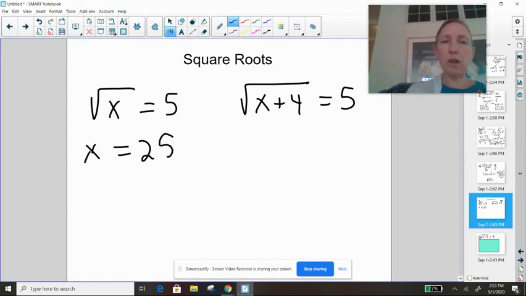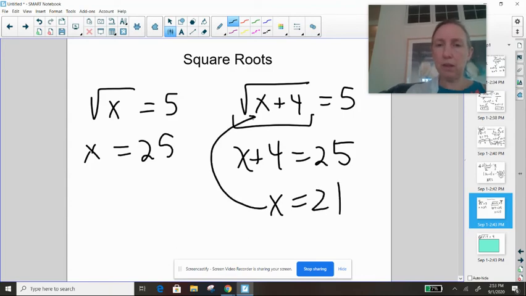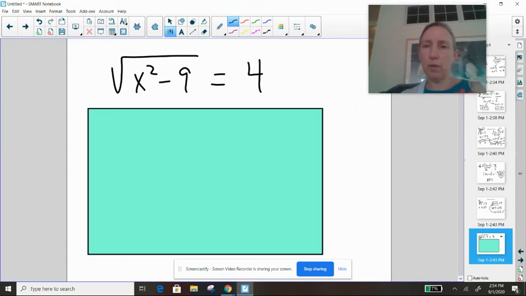And so again, I just take the one level harder of that question. What would make the inside of this turn into a 25 so that I can take the square root of it and get to 5? What would make x plus 4 turn into 25? And you would get x is 21. And if you plug it back in, you see 21 plus 4 is 25. The square root of 25 is 5, and you know you got it right. So go ahead and try this one question. Pause your video, do it, and then let's see if you got it right.